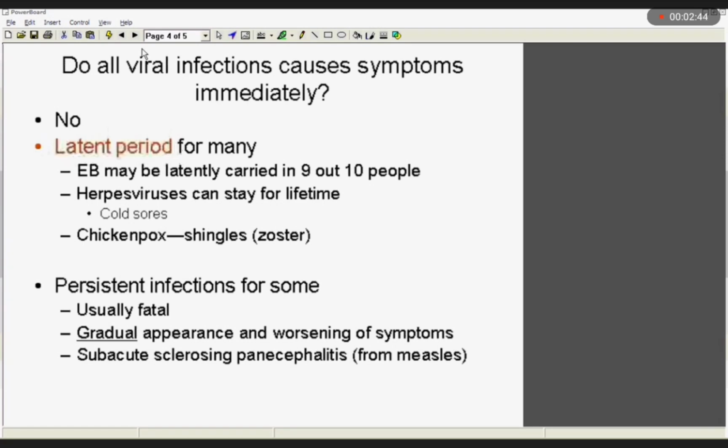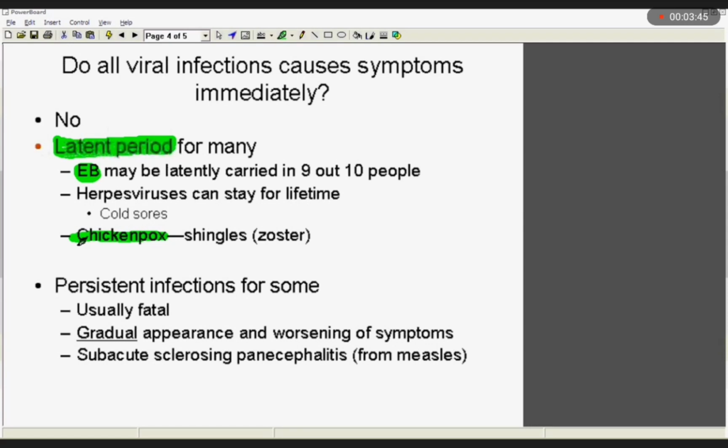Now, one thing to know about getting infected with a virus is that just because you become infected with a virus does not necessarily mean you will immediately know that you've been infected. Sometimes you can go for months or even years without demonstrating any symptoms of infection. When a virus does not immediately create symptoms in a patient, it is said to be in its latent period. Epstein-Barr virus can be latently carried in 9 out of 10 people in the population, and it may never develop into symptoms. Herpes virus can linger in the body for a lifetime and erupt at different times. For example, individuals who have cold sores, that's a type of herpes virus that can remain dormant for months or even years, and then during times of extreme stress when the body's immune system is already suppressed, that herpes virus can become active again and produce that unsightly cold sore that you don't like having.